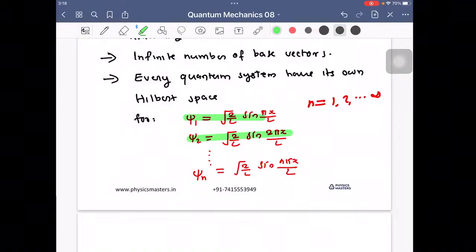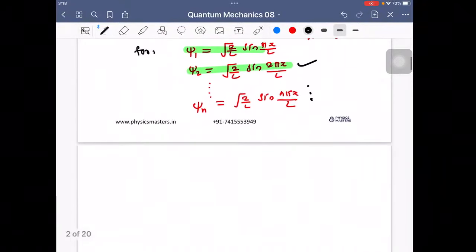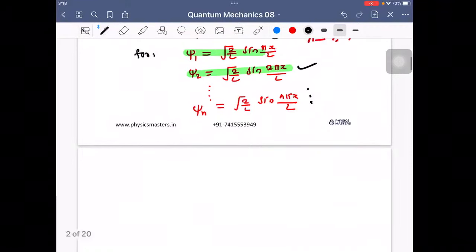So for a particle in a 1D box, this will be psi 1, this will be psi 2, and you can go on like this. And just like i cap is orthogonal to j cap, j cap is orthogonal to k cap, and k cap is orthogonal to i cap, these infinite number of base vectors psi 1, psi 2, psi 3 are orthogonal to each other. Let us check. If they are orthogonal to each other, their dot product, or we can say their inner product, must be equal to 0.